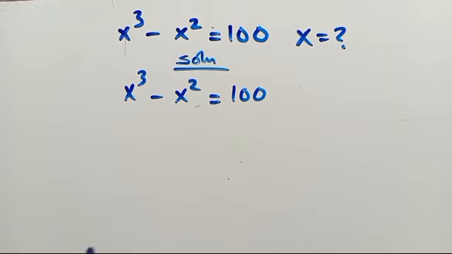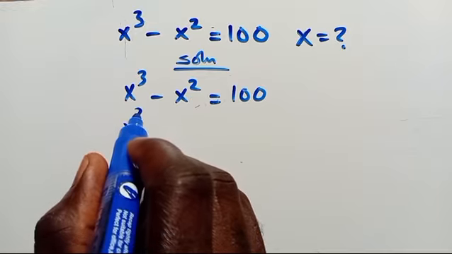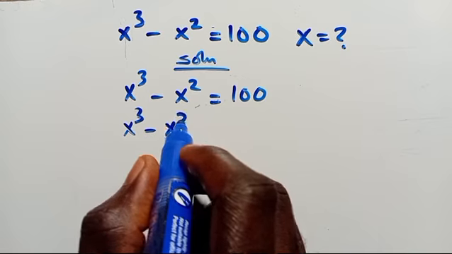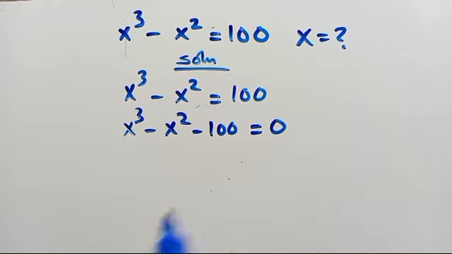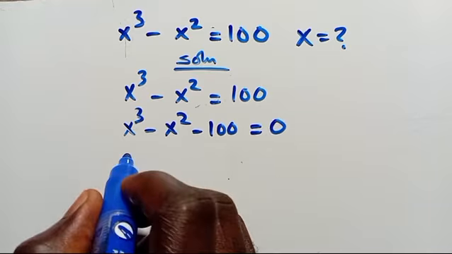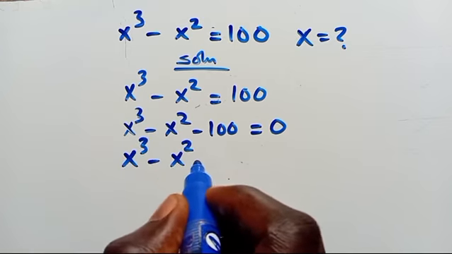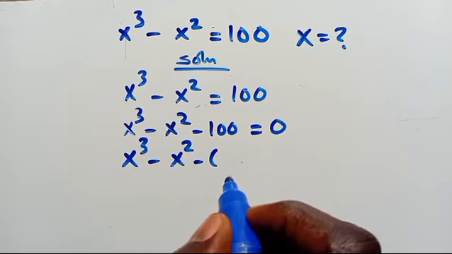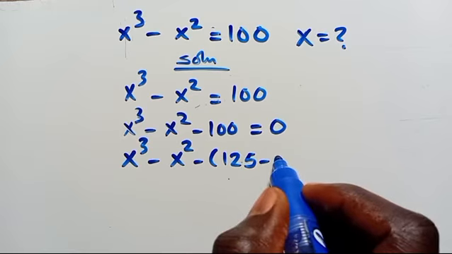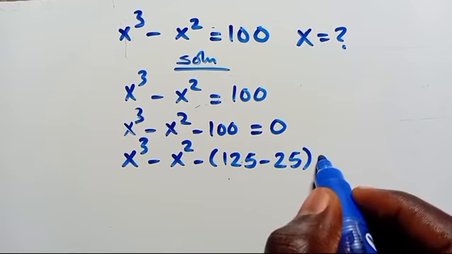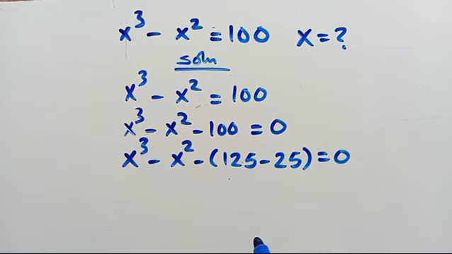Then from here, let's take this 100 over. So we have x to the power of 3 minus x squared minus 100, and this side equals 0. So from here we have x to the power of 3 minus x squared, minus, from here we can have 125 minus 25. 125 minus 25 will give us 100.